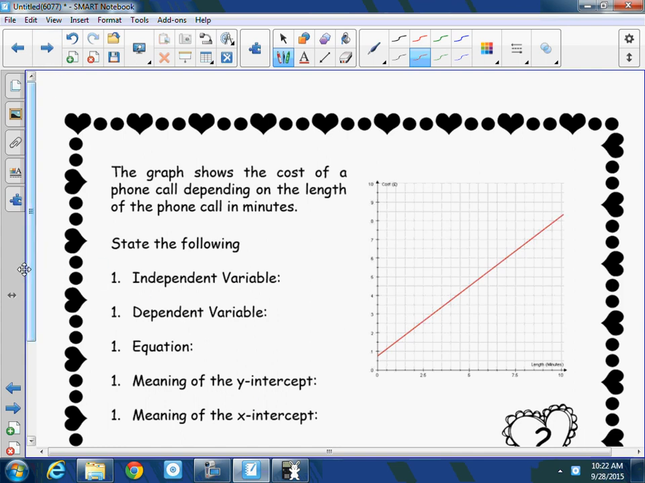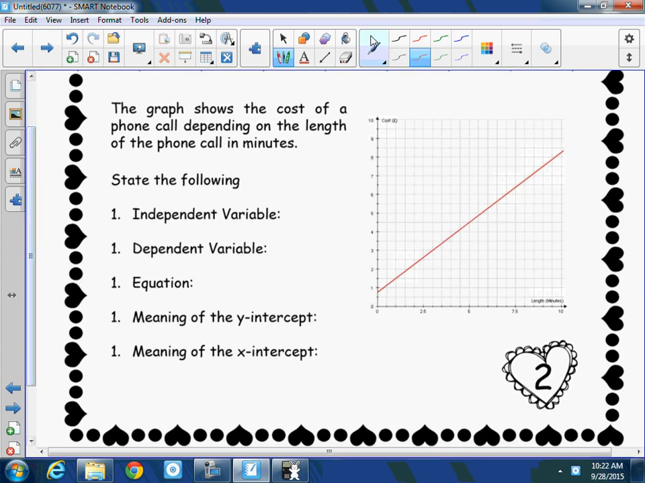Okay, the graph shows the cost of a phone call depending on the length of the phone call in minutes. So the independent variable will be the minutes. The dependent variable would be the money. The more that I talk, the more money that I pay. Okay, so it starts probably at 0.9. And we have to figure out the rate of change.